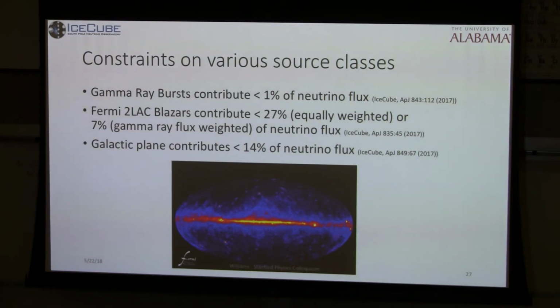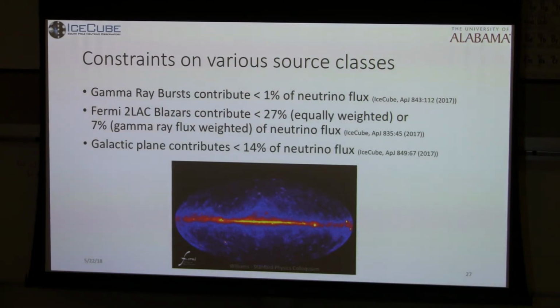We can do other searches, for example, recent ones, so these all came out in ApJ last year. We did a stacking search with the Fermi blazar catalog and just stacked all those on top of each other and looked at the neutrinos. We did both an equally weighted check, so all neutrinos weighted equally, and also neutrinos weighted by the gamma ray flux of the gamma ray sources. And we found that they contribute less than 27% or less than 7%, depending on how you weight them. We did a search of the galactic plane. That contributes less than 14% of the neutrino flux.